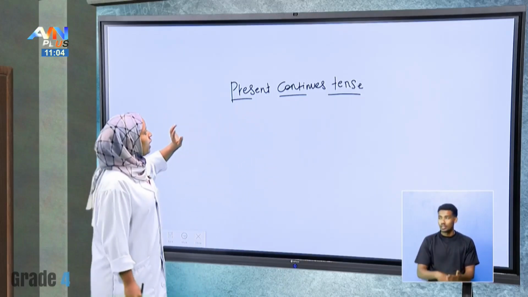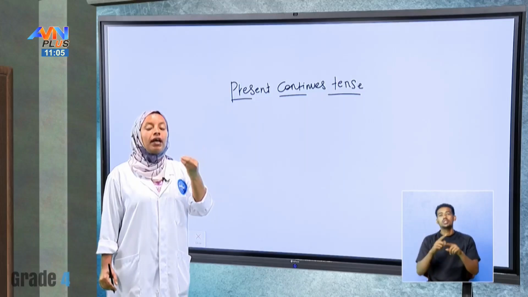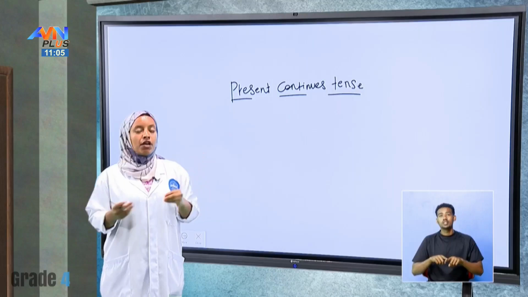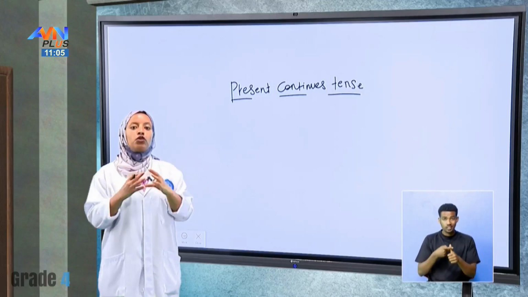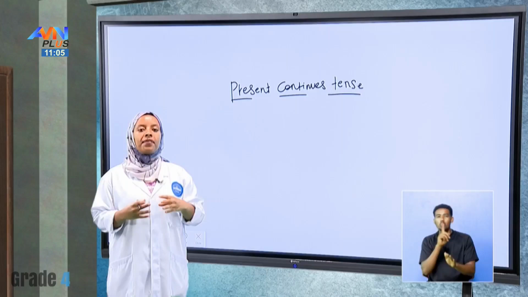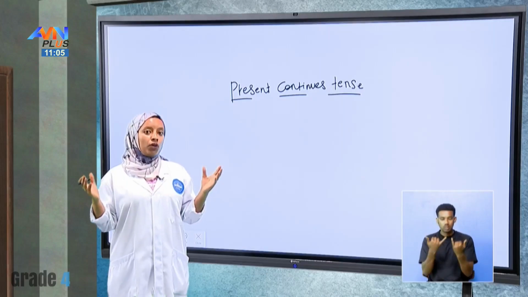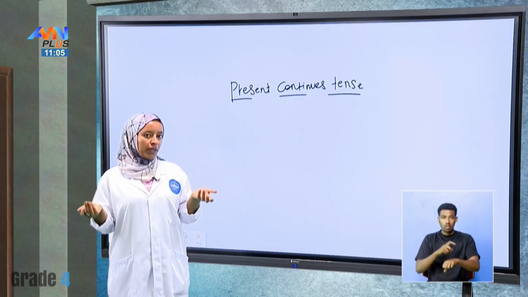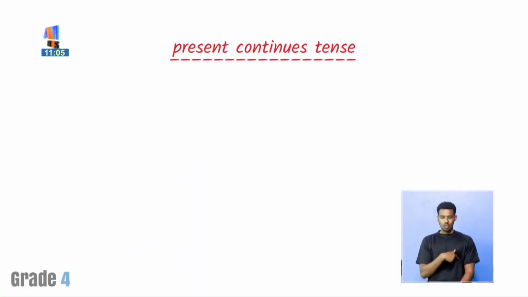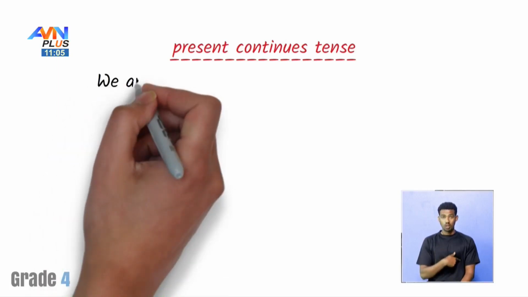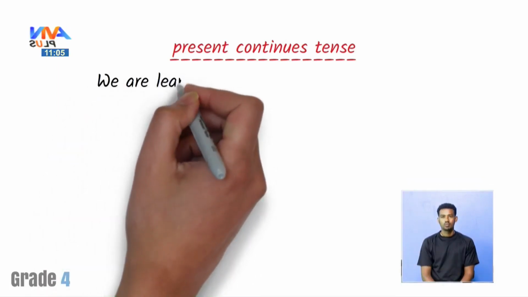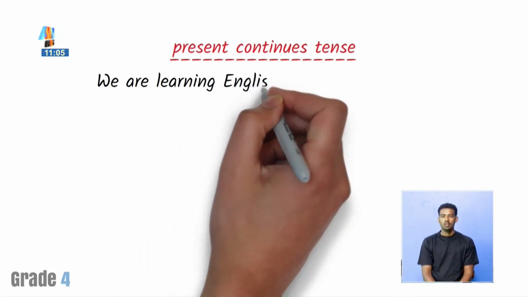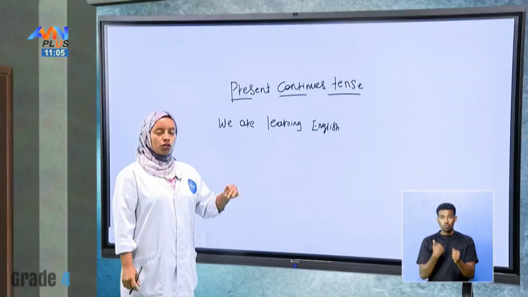So here, we can use different verbs, and also we can use present continuous for different activities. The first one is to show what you are doing right now. It's called a temporary action. For example, we can say, we are learning English. We are learning English right now.